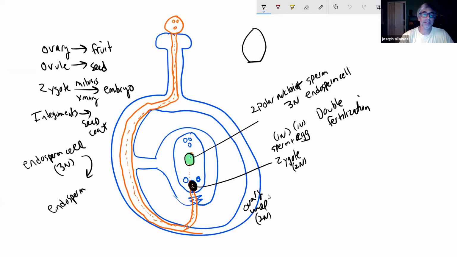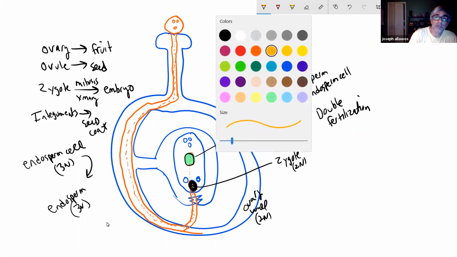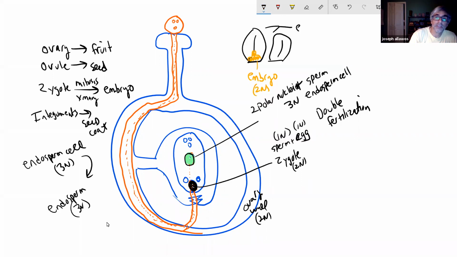So here we were. I was about to tell you about endosperm, and it's triploid tissue naturally occurring. If you think about a peanut, you break a peanut in half. You've got two sides like this, and one of the sides is the embryo. Now, the embryo came from the zygote. The embryo is 2N, it's diploid tissue. But what about the rest of this stuff? Well, everything else is the endosperm.